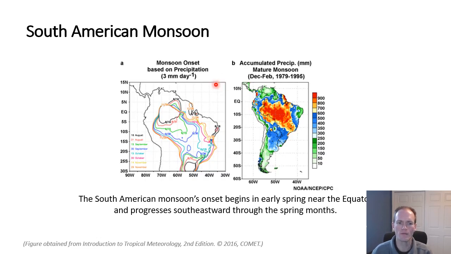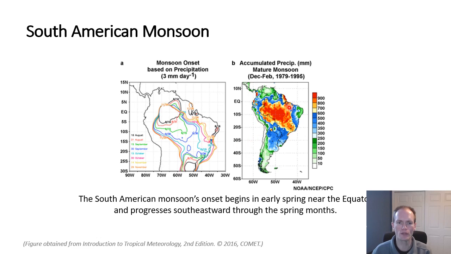In terms of the South American monsoon, it begins here in the Amazon basin relatively early, noting the proximity to the equator that we see here. So this is later in meteorological summer once again for the northern hemisphere, so still in the midst of meteorological winter for the southern hemisphere, before progressing southeastward as you move through the southern hemisphere winter into the springtime.